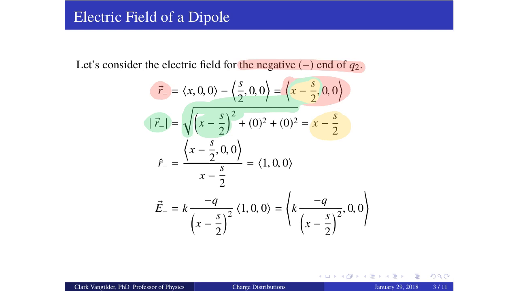Which isn't surprising, because that's what the magnitude of that position vector is asking me: how far away is it? Well, if x was 1 meter and s over 2 was half a meter, it'd be half a meter, or 1 minus half. Or in this case, since it's general and I don't have any particular values, it's the x position minus the midpoint of the dipole, which I've labeled s over 2 because s is the separation distance of the two charges, and x is the source of the field.